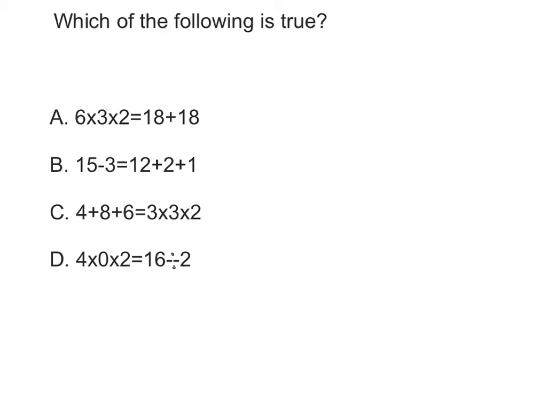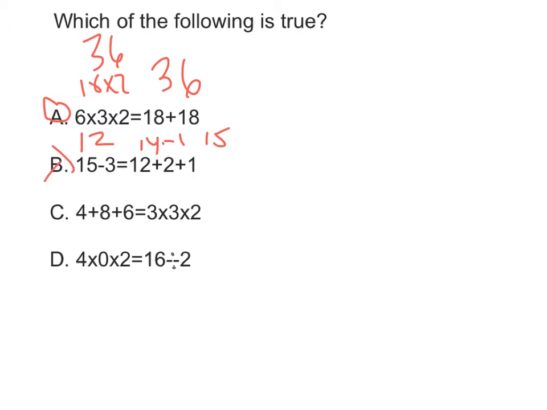Alright, so hopefully by this point you've had enough time to work through it. You really just solve both sides. So 6 times 3 is 18, times 2 would give me 36, and 18 plus 18 is 36, so that one's true. We know we need to keep going because sometimes there's more than one answer. 15 minus 3 would give me 12. 12 plus 2 would give me 14. Plus 1 would give me 15. So that one is not true.